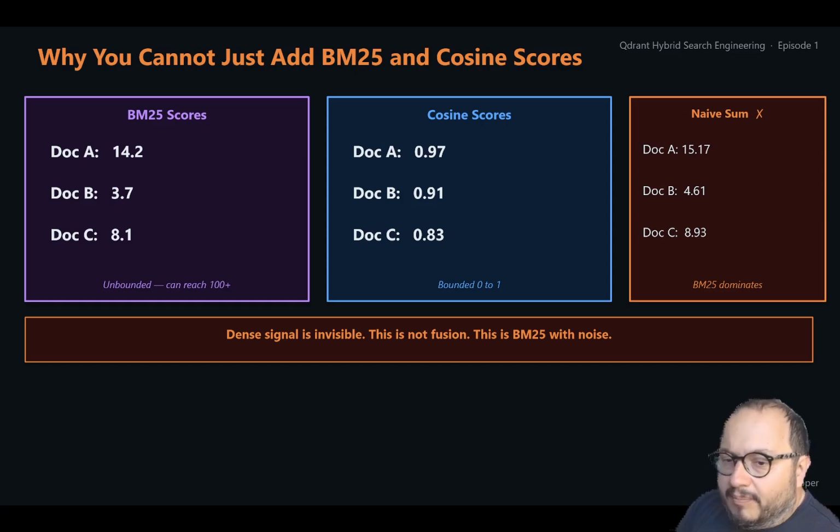You have not combined two signals. You have let one win. You need a normalization step. And there are two approaches Qdrant supports, with different trade-offs that are worth understanding before you pick one.